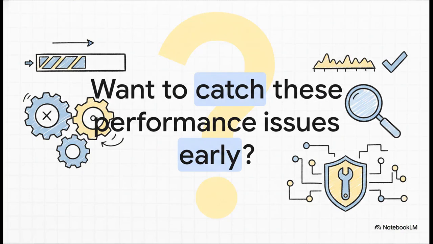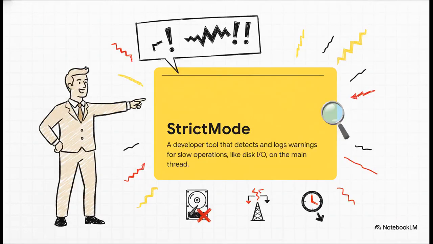Okay, so that's the mindset, but how do you actually enforce it? How do you make sure these mistakes don't accidentally creep into your code while you're building? Well, thankfully, there's a fantastic tool for exactly that. It's called Strict Mode. Think of it as your own personal performance coach. It's a tool you can turn on during development, and it will watch your app like a hawk. The second you accidentally do something slow on the main thread, like a disk read or network call, it will scream at you in the logs. It's an incredible way to build good habits.